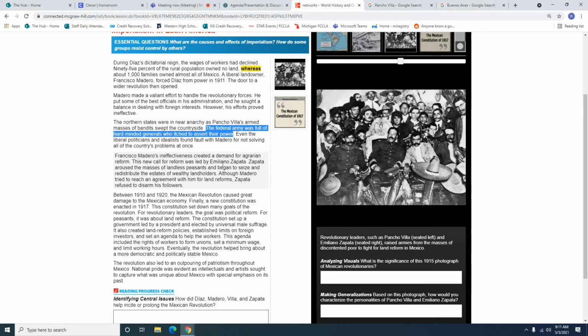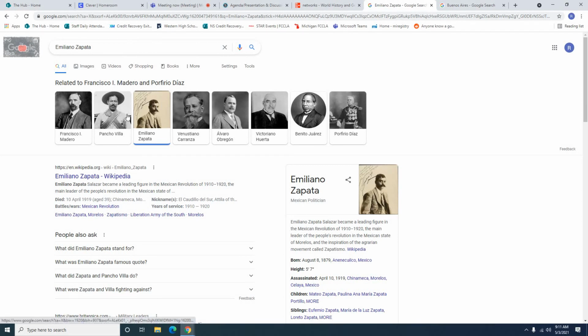Now, Madero, eventually with the support of guys like Pancho Villa, and of course, Emiliano Zapata, another revolutionary who is inspired by Madero's words. He's a chief follower of Francisco Madero. And they're going to be ultimately successful in forcing Diaz from power in 1911. And Madero, if you can see Zapata here, Madero is going to have the support of Villa and Zapata. And so Madero will become president after they oust Diaz.